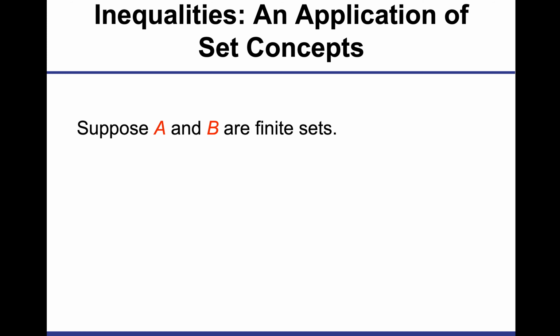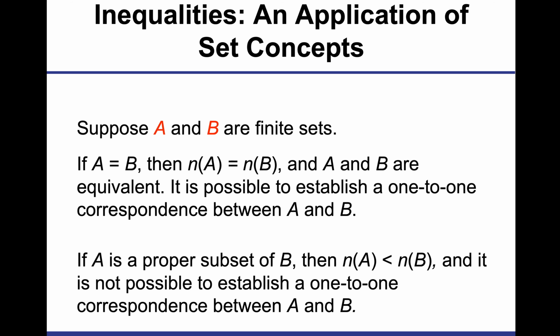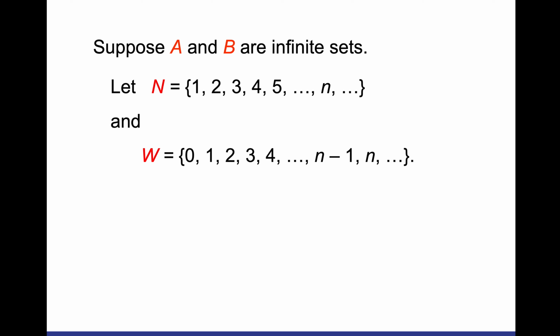Now, let's suppose A and B are finite sets. So they have a definite end. If A is equal to B, then the number of elements in set A has to be equal to the number of elements in set B. If A is a proper subset, then the number of elements in A should be less because we need that one that doesn't belong to A.